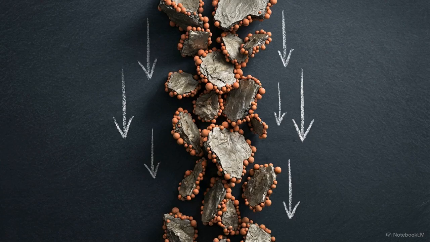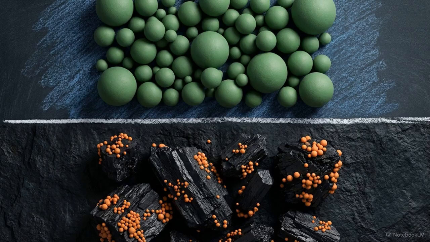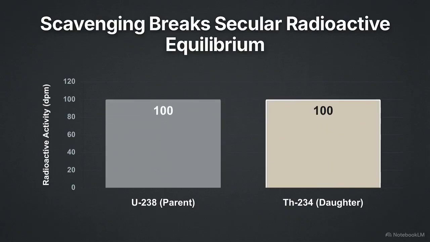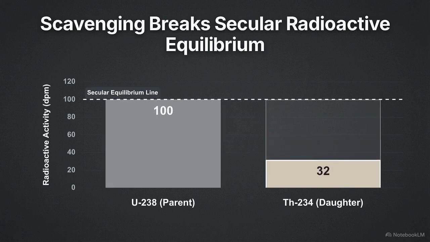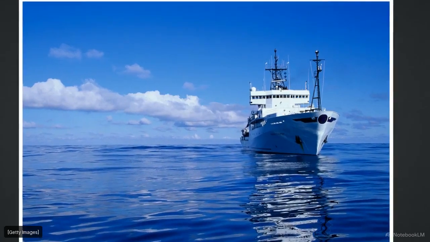As the hydrothermal vent ejects iron and manganese particles, the dissolved thorium-234 instantly adsorbs onto them and sinks toward the seafloor. Its uranium parent is left suspended in the water column above. This differential chemical reactivity physically separates the atoms. It breaks secular equilibrium, creating a state of disequilibrium where the daughter's radioactive activity in the water no longer matches its parent's. Oceanographers actively hunt for this exact state of disequilibrium.